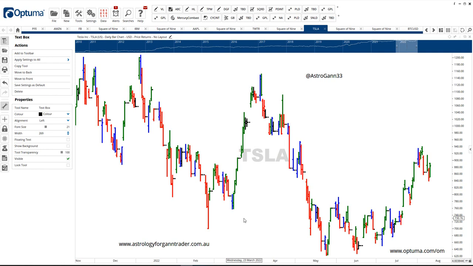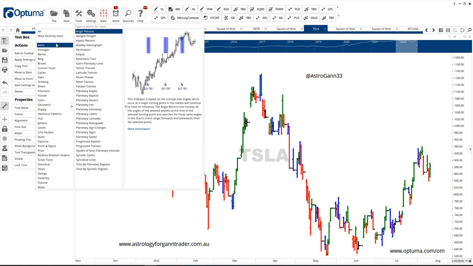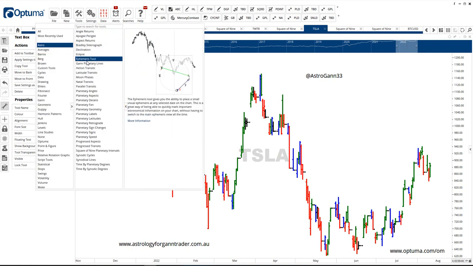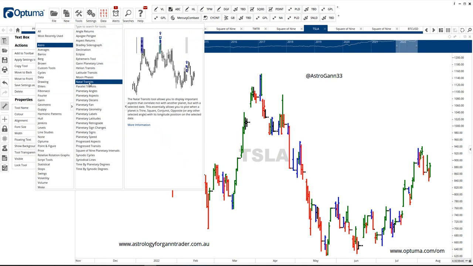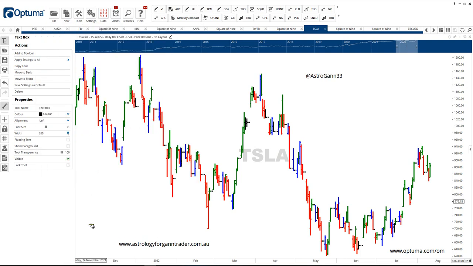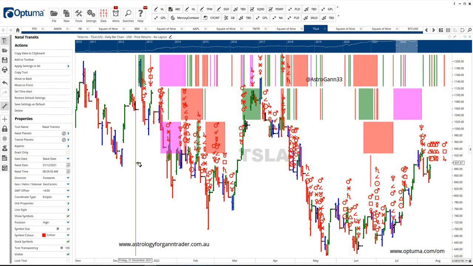Now today I'm going to continue this series of answering questions about the Astro tools in Gann Trader by Optuma. And today I'm going to be looking at Tesla for this example. It's been in the news quite a bit. So what we do is we go to Tools, Astro, and then we go down the list and you can see where it says Natal Transit. So click on your chart and you get a whole lot of information, but we have to put in the natal chart.